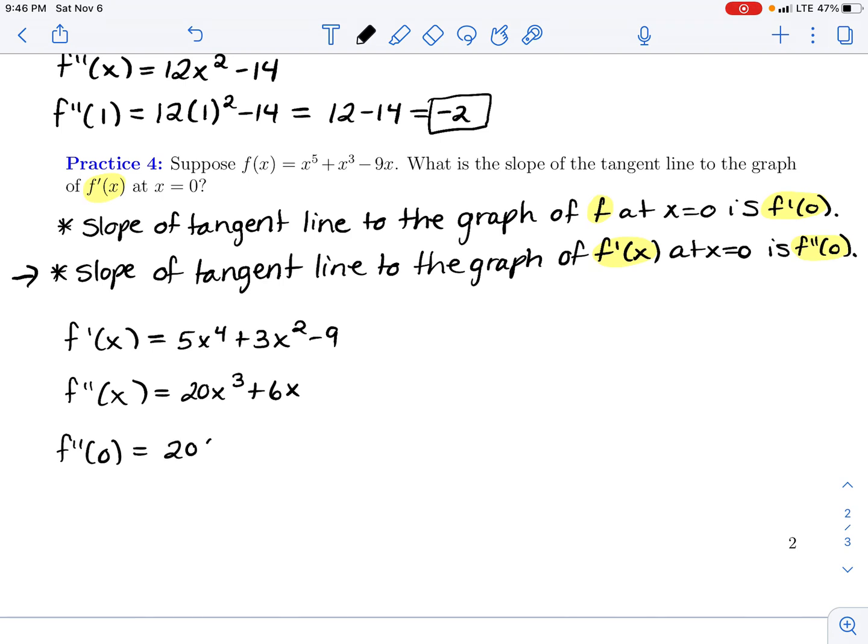Okay, but now I need to plug in 0. So I get 20 times 0 cubed plus 6 times 0. So this is 0 plus 0, which is 0.